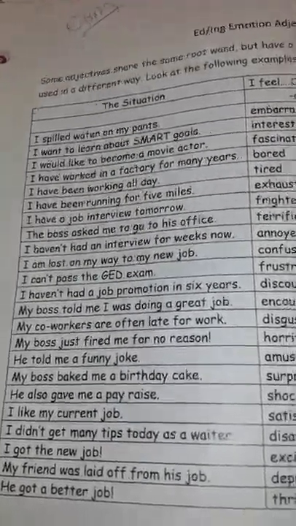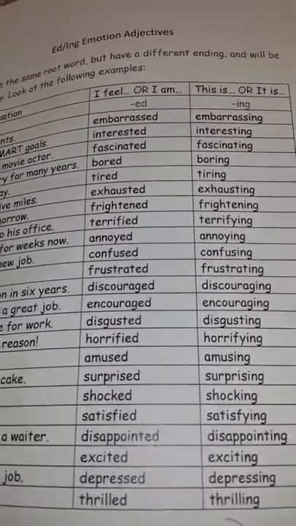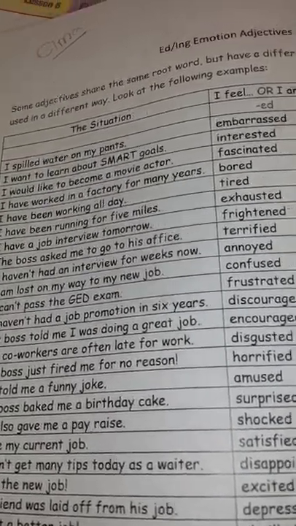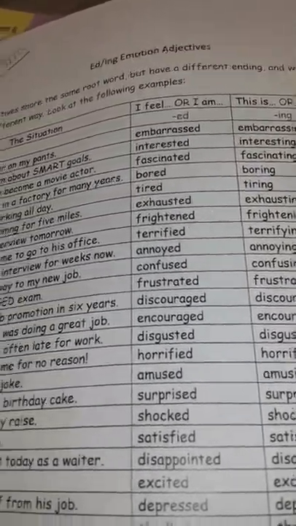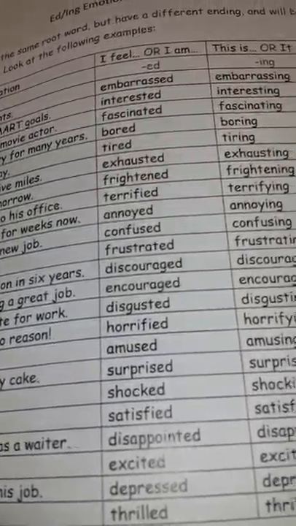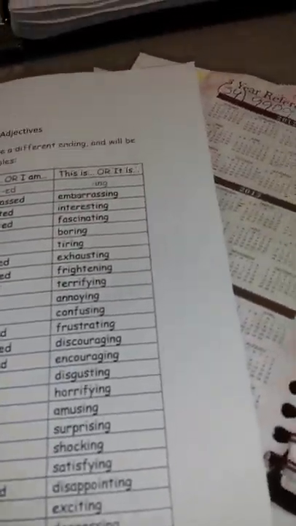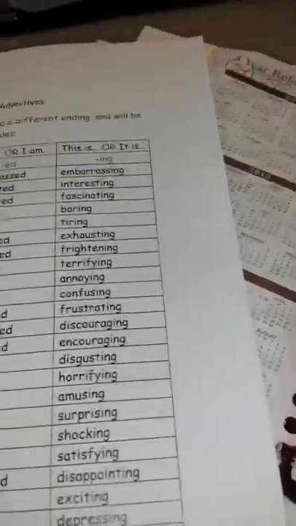He told me a funny joke. I am amused. This is amusing to me, right? My boss baked me a birthday cake. I am surprised. The party was surprising to me. He also gave me a pay raise. I was shocked. It was shocking. I like my current job. I feel satisfied. It is a satisfying job.